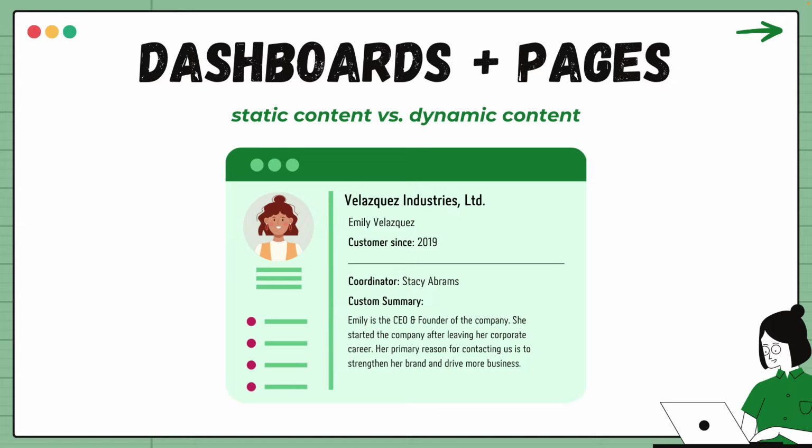But this content doesn't really help us because we can really only show it to this one person, Emily Velasquez. If someone else logs in, we can't show them this page. And if we have 1,000 clients, we definitely don't want to make 1,000 different pages for each client and make sure that they get directed to their unique page, because of course that's a tremendous amount of work and upkeep and maintenance. It's just not feasible and it just doesn't make sense. So that's where dynamic content comes in.